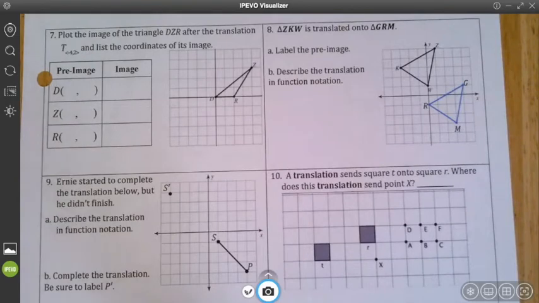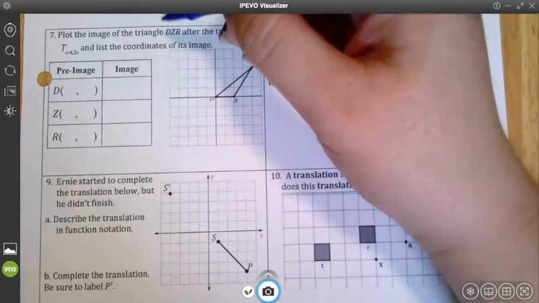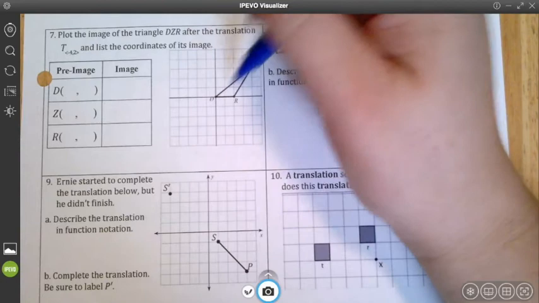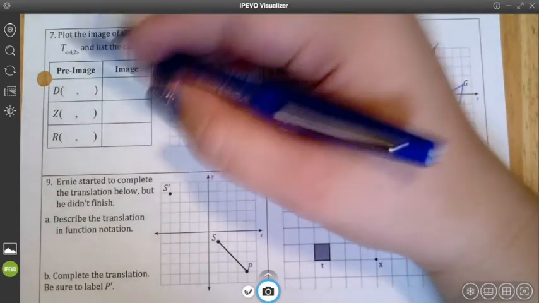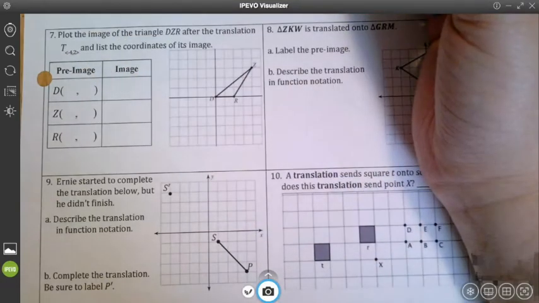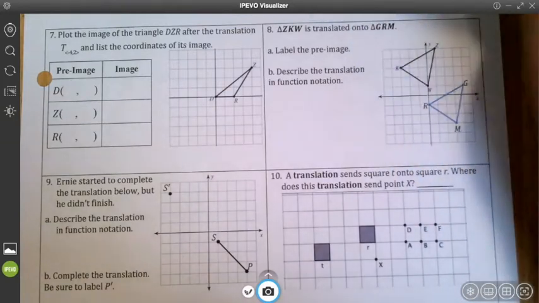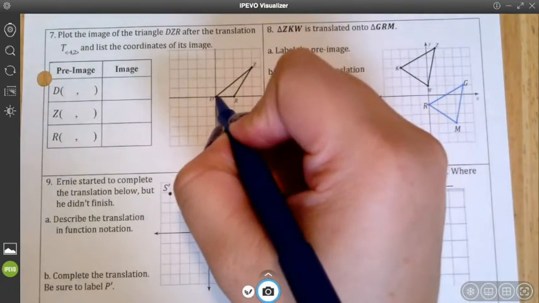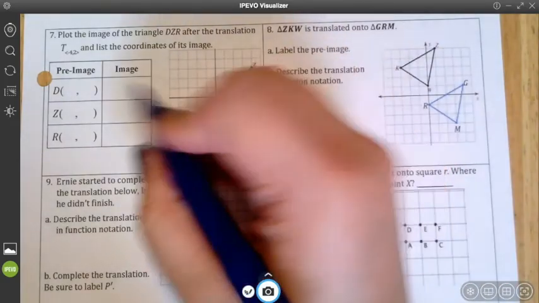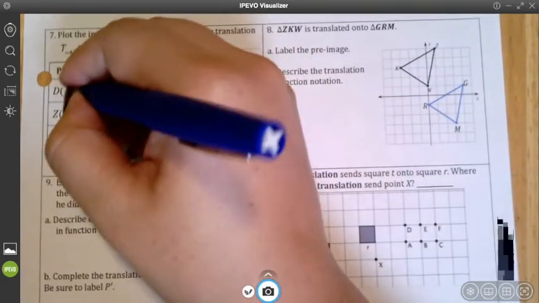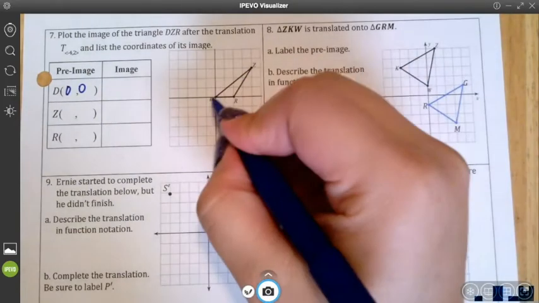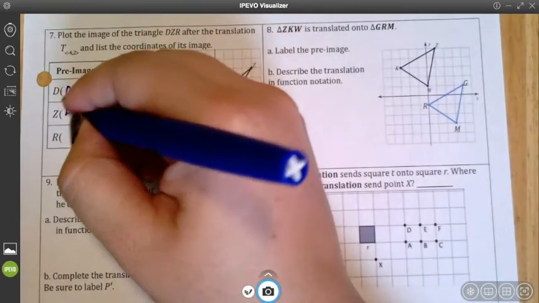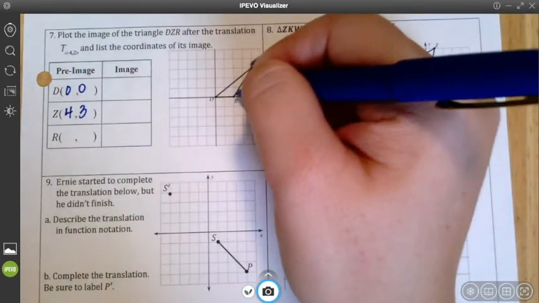On the next page, example 7, we want to plot the image of the triangle DZR after the translation by -4, 2, and list the coordinates of the image. We've done one similar to this, so I'm going to let you try this, and then we'll go over it together. So I'm going to start by putting the coordinates of our original points, the pre-image. D is at 0, 0. Z is at 4, 3. And R is at 2, 0.